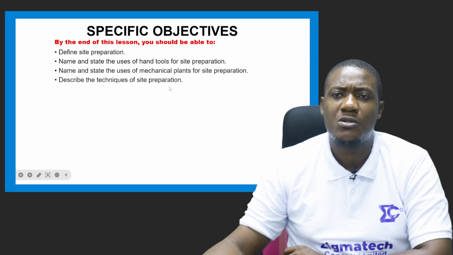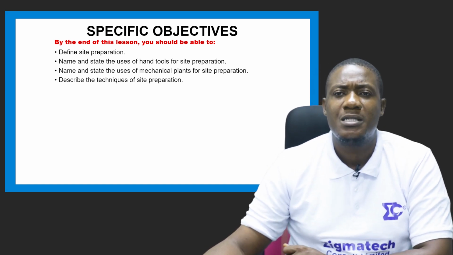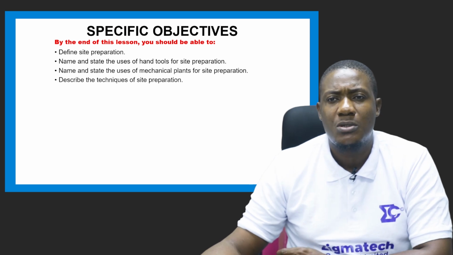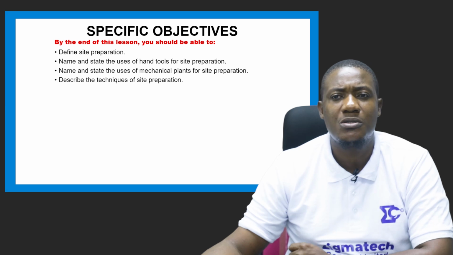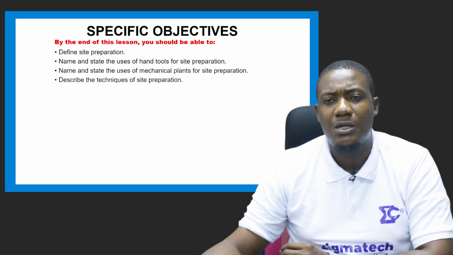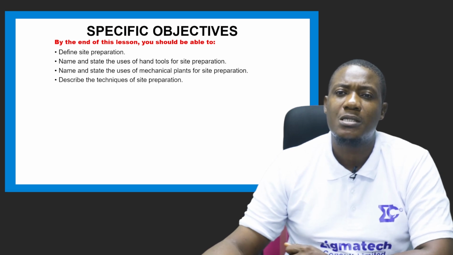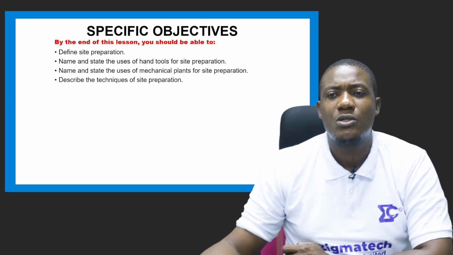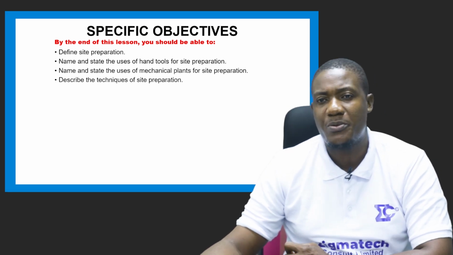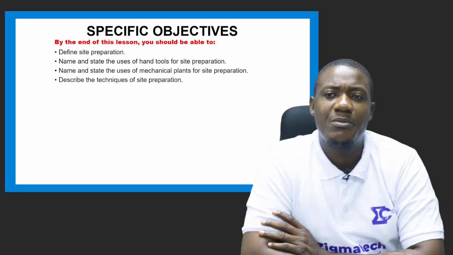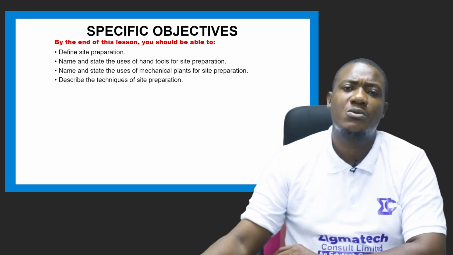By the end of this topic, I expect you to be able to define site preparation, name and state the uses of hand tools for site preparation, and list or state the uses and the names of some mechanical plants we use for site preparation, and describe the techniques for site preparation. It's important we look at this.